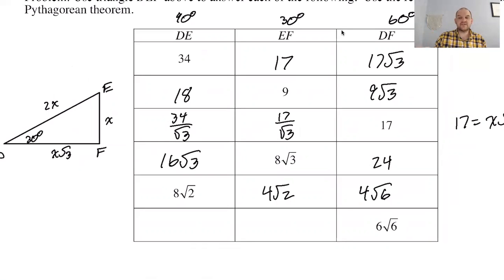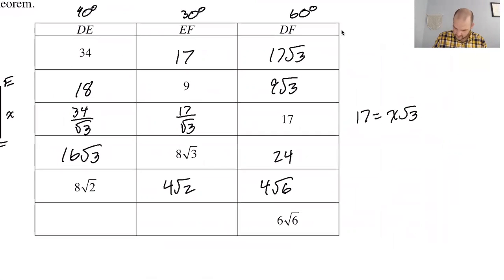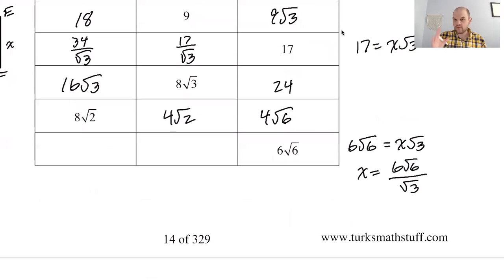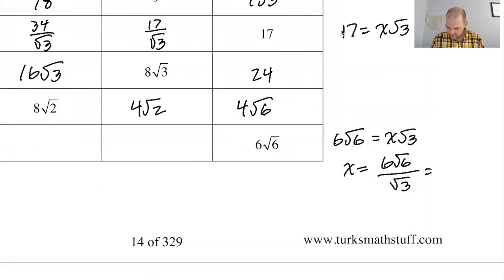So to get back to the side opposite 30, I know that, and you can always set this up if you need to. This is X root 3, which means that X is 6 root 6 divided by root 3. If I rationalize that, so it's actually easier, instead of rationalizing that, how about you factor the numerator into root 2 root 3 over root 3, and then cancel your root 3's here. So we'll get 6 root 2. That's just another way of doing it.